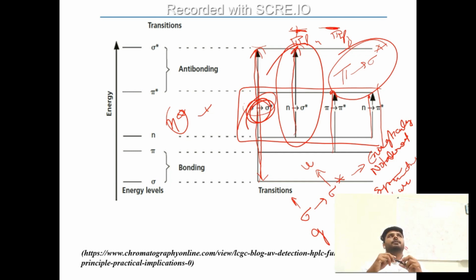Yes, there is not going to be any pi to pi star transitions. In carbonyl, you can observe pi to pi star transition. So molecules are characterized by only these bonding orbitals.